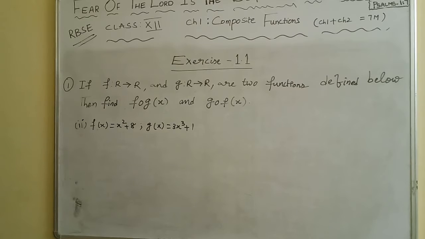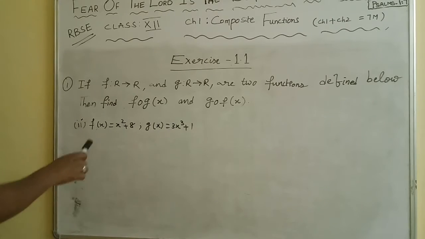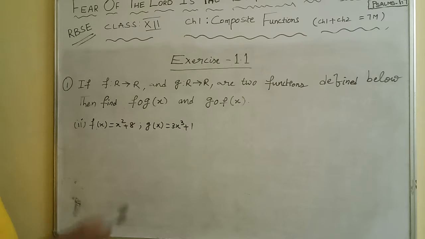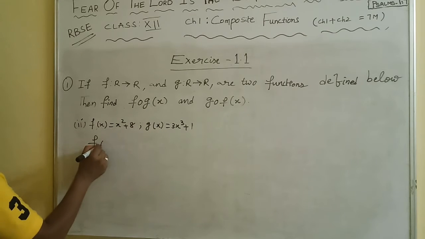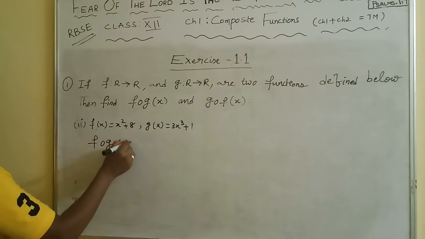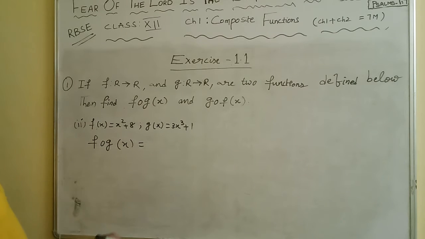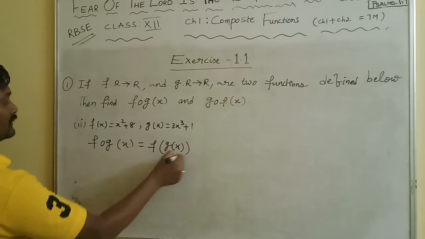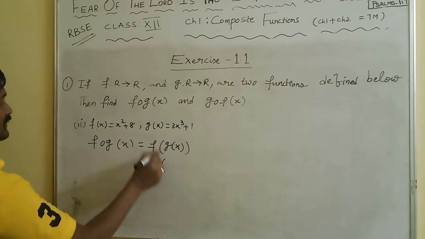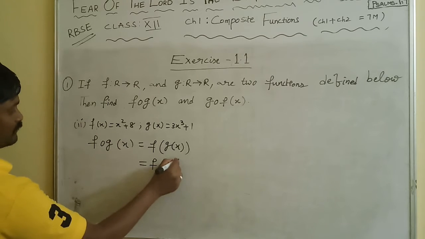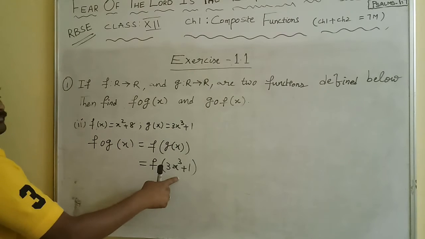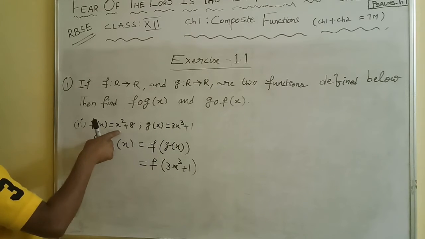Now in the second one, you'll find here f of x is equal to x square plus 8, g of x is equal to 3x cube plus 1. Same thing, f circle g and g circle f you have to find. So first f circle g of x. That is f of g of x. So f of, what is g of x? 3x cube plus 1. So then it becomes f of 3x cube plus 1, and f of x means x square plus 8.